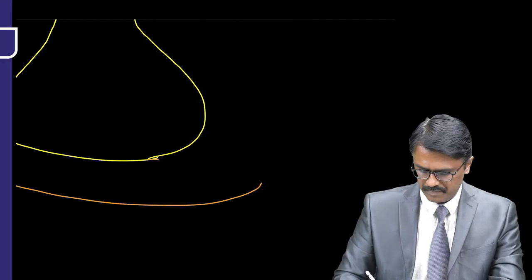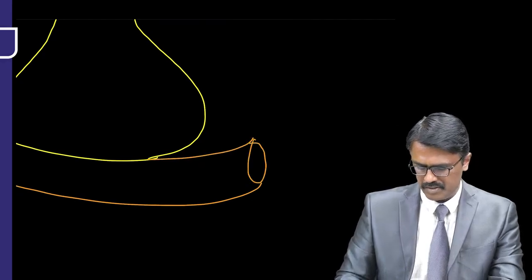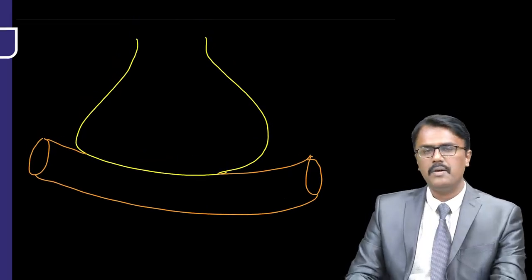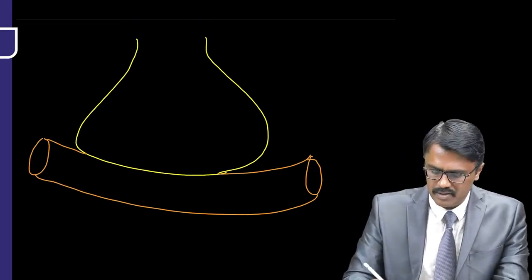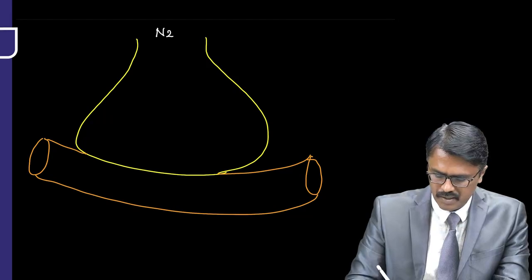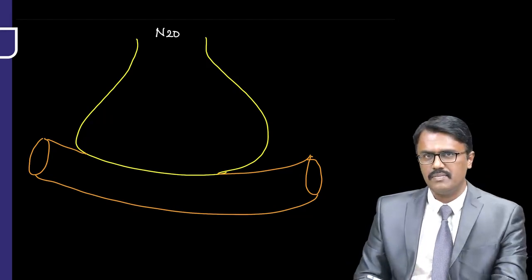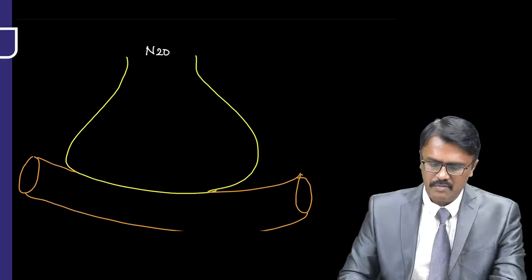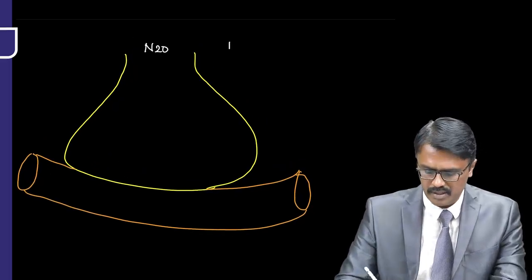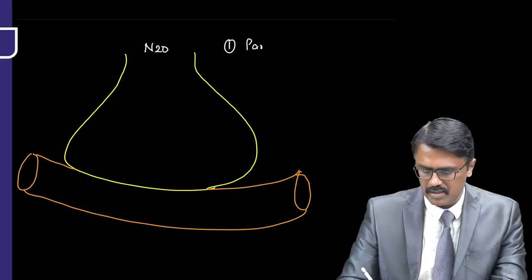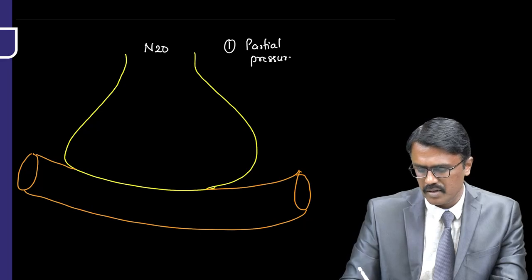So this is the blood vessel. Now let me take the example of nitrous oxide, N2O. It's a gas, and when we give a gas, we give it with partial pressure. So gases are given with pressure, and we cannot give it too high a pressure.